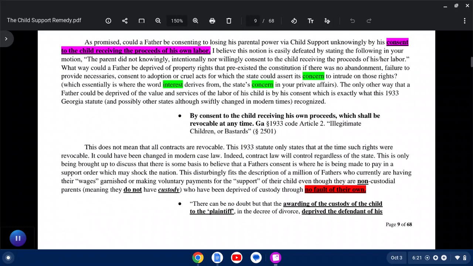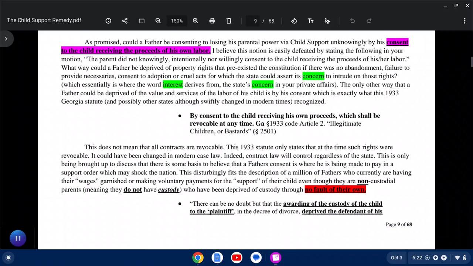What way could a father be deprived of property rights that pre-existed the Constitution if there was no abandonment, failure to provide necessaries, consent to adoption, or cruel acts for which the state could assert its concern to intrude on those rights, which essentially is where the word interest derives from, the state's concern in your private affairs. The only other way that a father could be deprived of the value and services of the labor of his child is by his consent, which is exactly what this 1933 Georgia statute recognized.